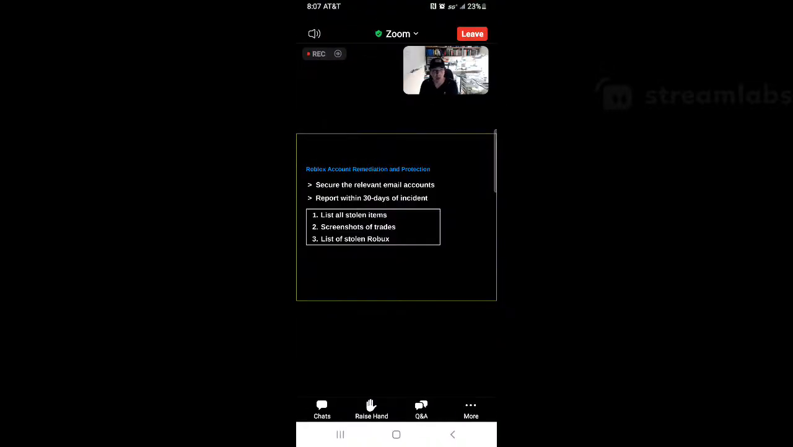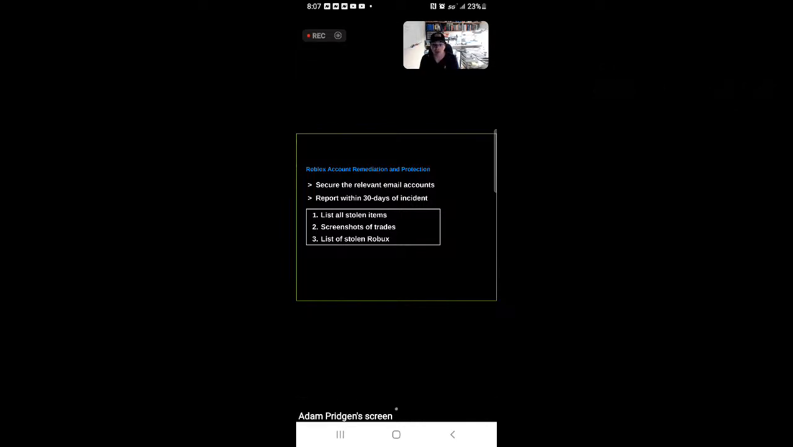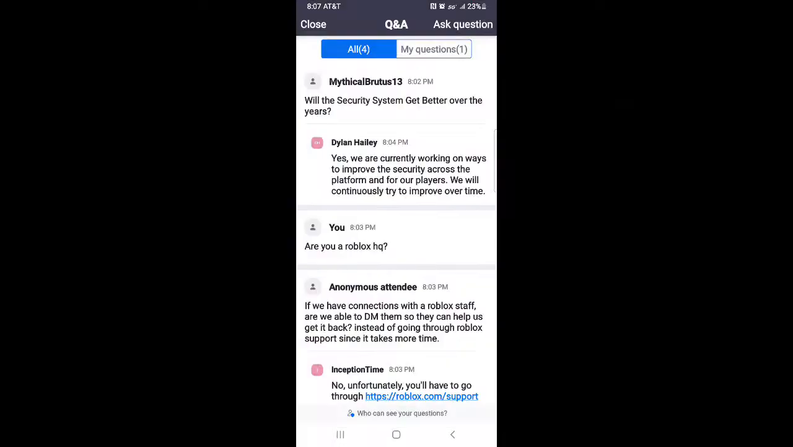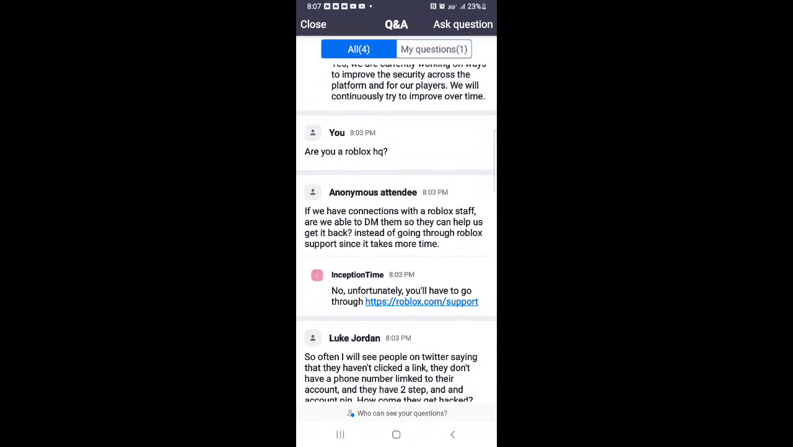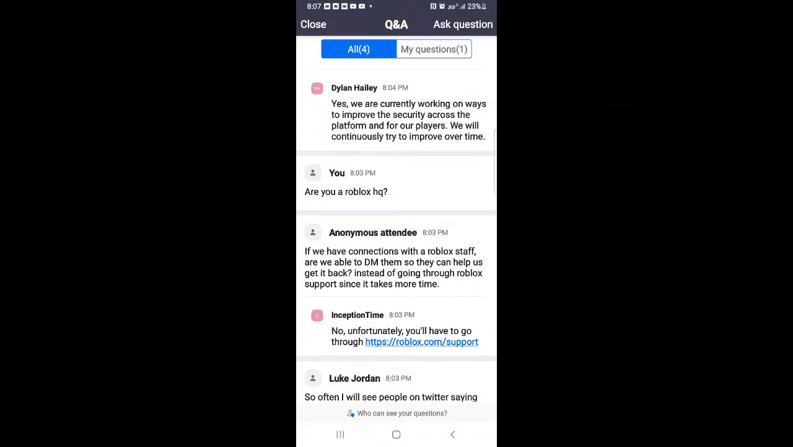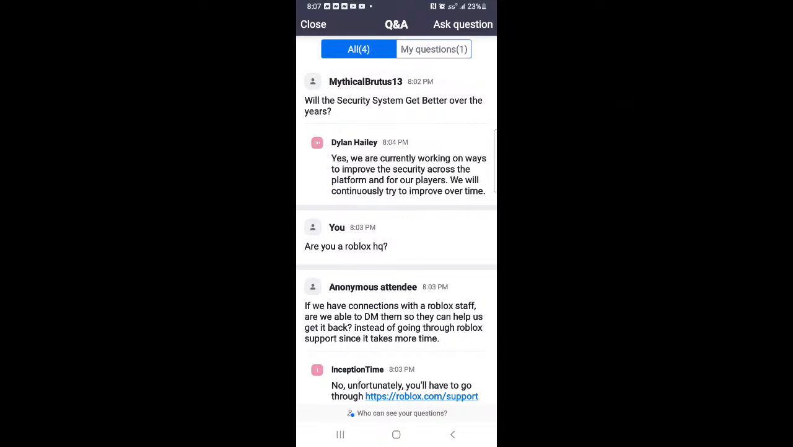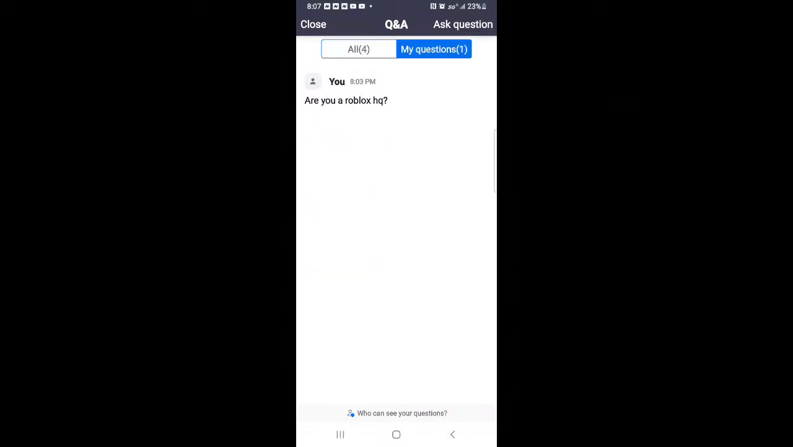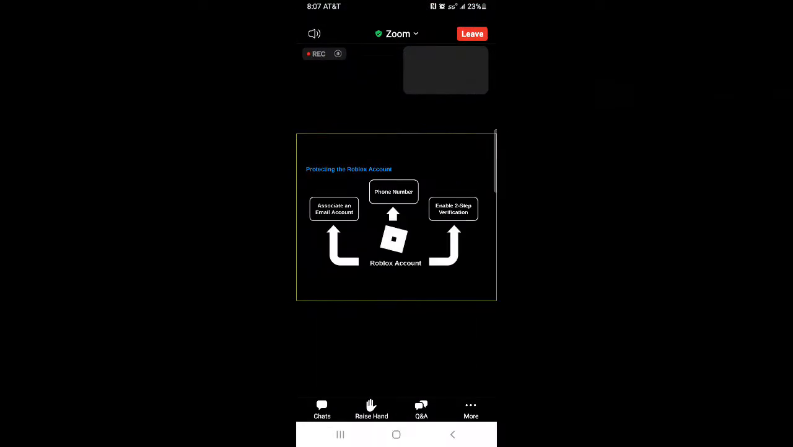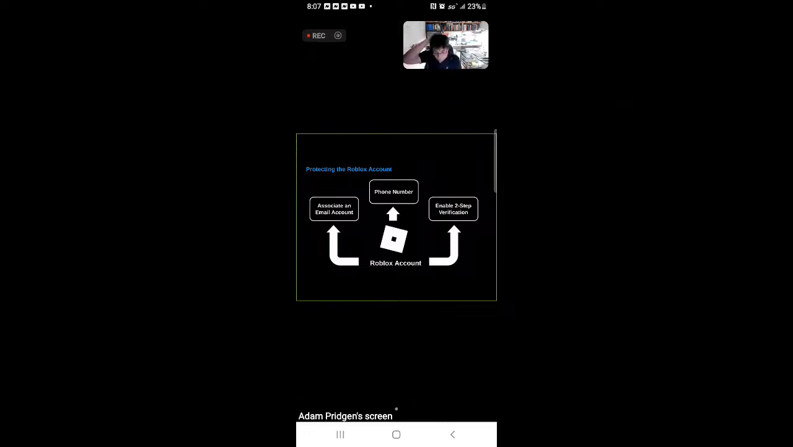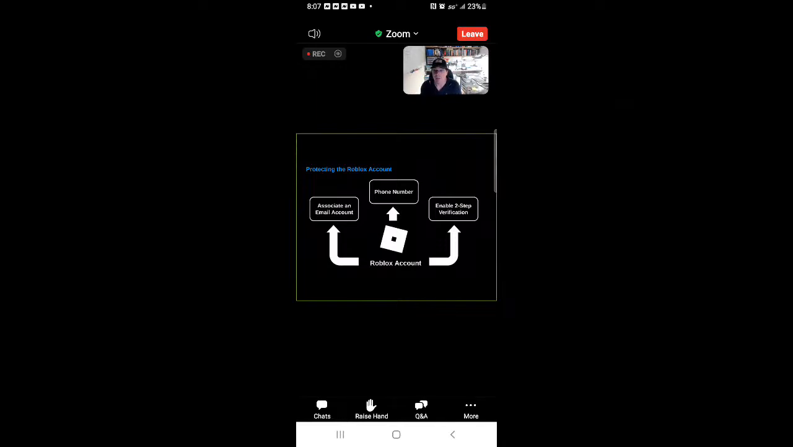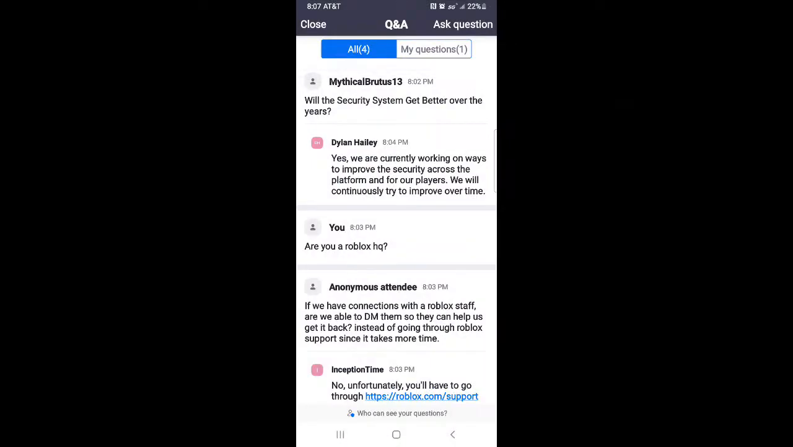So a good second step is to not only take those screenshots and create those lists, but also store them on a USB key in a safe place. So when we talk about protecting your Roblox account, what we really look for is, one, you associating an email address with your account. So that way, if any changes take place, if somebody's trying to authenticate as you with 2SV, it's going to your email. We ask that you associate a phone number to your account, so that way you can receive account resets. And then we also ask that you enable two-step verification.